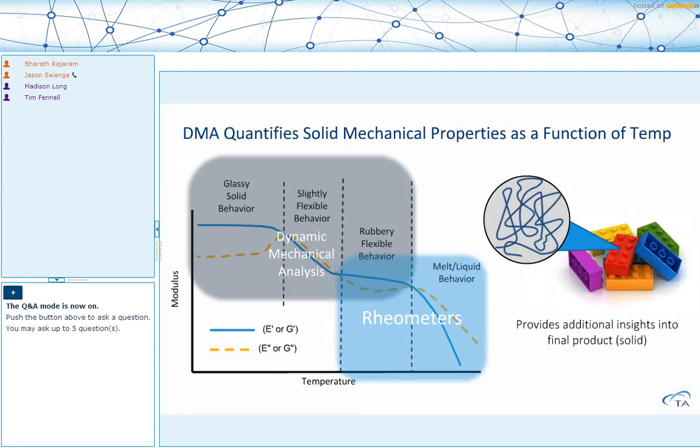We'll switch gears a little bit and move from processing to final product performance through solids. To understand this, we will use DMA, or dynamic mechanical analysis, which quantifies solid mechanical properties as a function of temperature. So in general, DMA is an excellent tool for looking at how the modulus, whether it's storage or loss modulus, changes as a function of temperature when you're dealing with solids. Rheometers are excellent for looking at very soft, flexible solids to melt and liquid-like behavior. And through DMA testing, we get additional insights into the final product of the solid, and we can tie that once again back into the molecular structure.